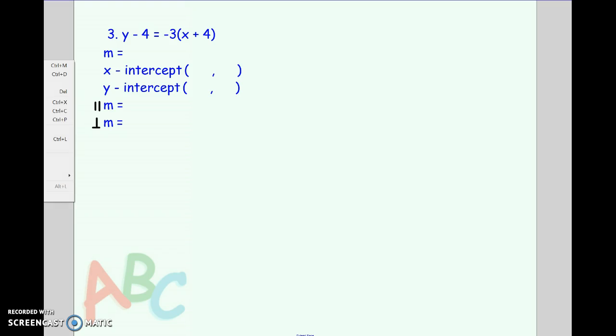Alright, this one is in point slope form. So I want you to take a second, pause the video, and see if you can solve this in point slope form. Find the slope, the parallel slope, the perpendicular slope, and the x and y intercept. Make sure you pause because the answer is going to pop up in about 5 seconds.